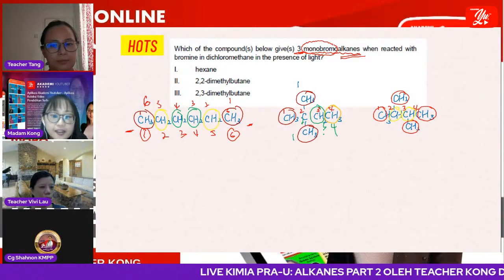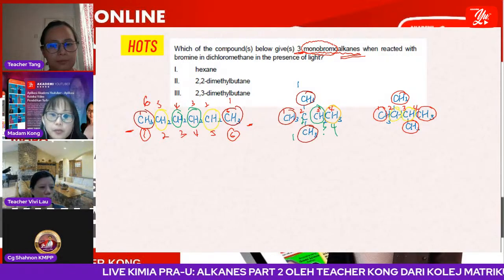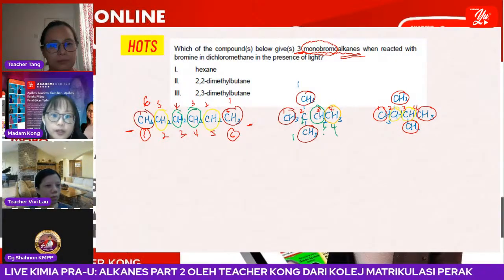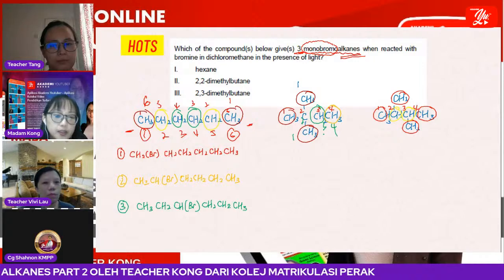So let's check the possible monobromoalkane formed for each of the alkanes. Yeah, this is the first one.